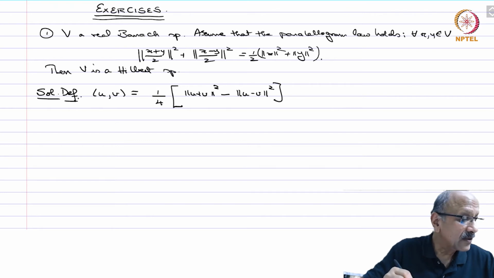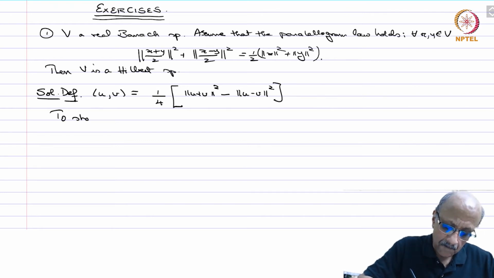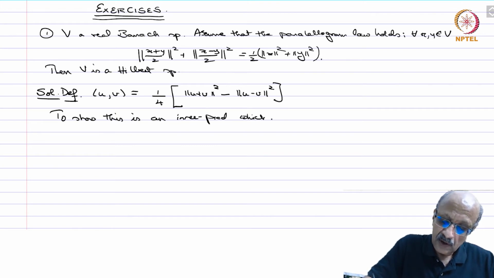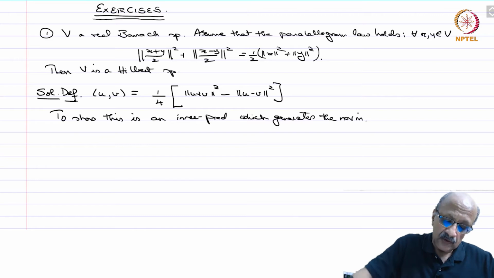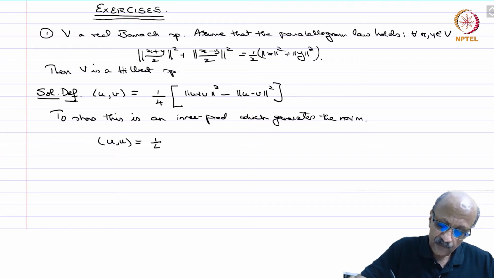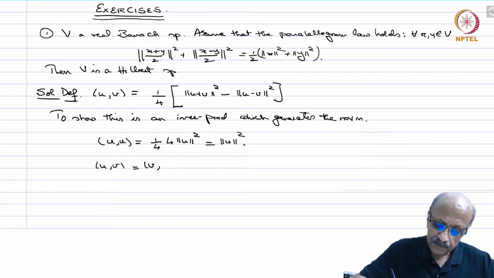So we have to check that this is an inner product which generates the norm. Generating the norm is very easy, because if you take (u, u), that's equal to 1/4 of norm of u plus u, which is 2u, so you get 4 norm u squared. The other term is 0, so that's equal to norm u squared. So it certainly generates the norm, there's no problem with that. And also it's easy to see that (u, v) equals (v, u). That's obvious from the definition.